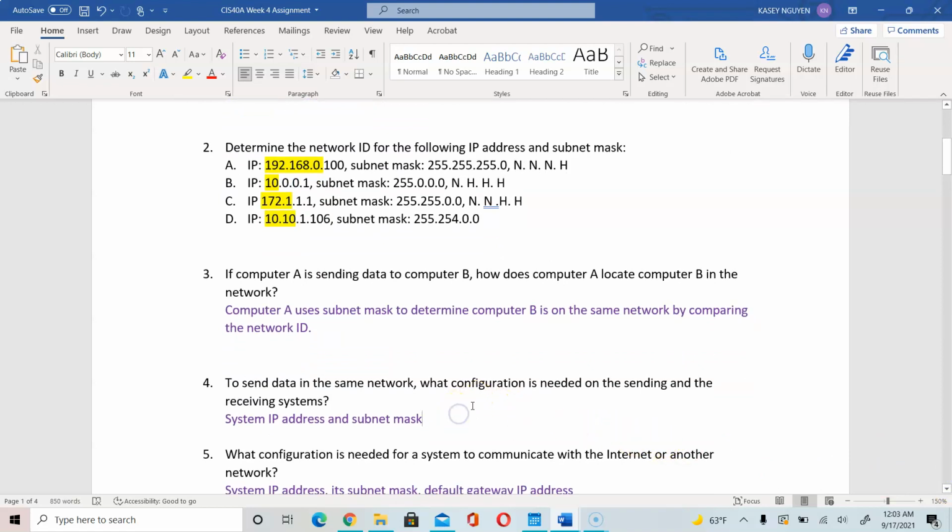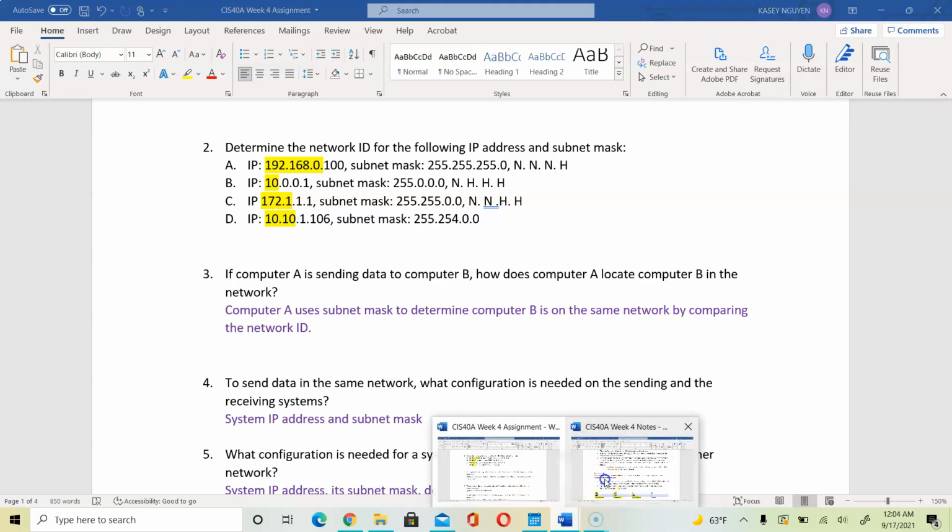And for question 4, it asks you to send data in the same network, what configuration is needed to send and receive? You would need a system IP address and the subnet mask. So when you configure an IP address as we do in the lab, it would also include a subnet mask, and that subnet mask is going to be used to compare to see if that system exists within the same network. If the subnet mask says that it's a different network ID, then it would forward it to the gateway, which would format it for the external network.